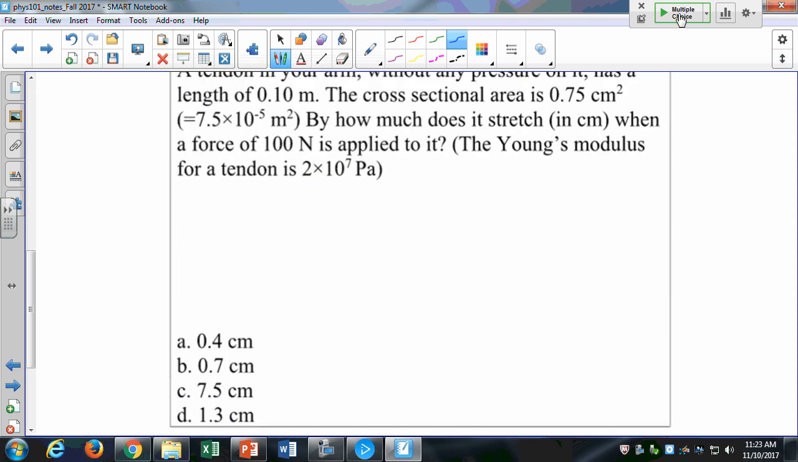Let's try this problem. I have a tendon. I apply a force to it. I want to know how much does it stretch.